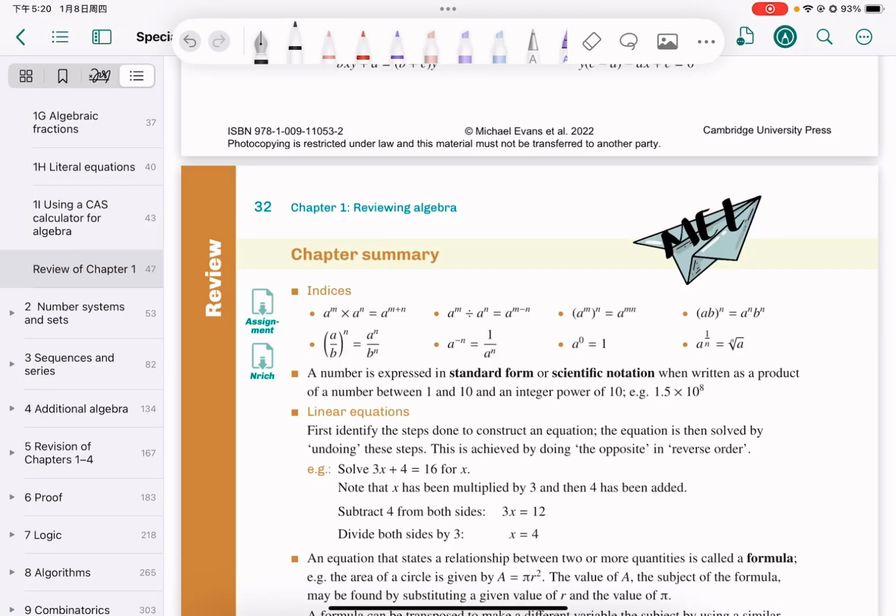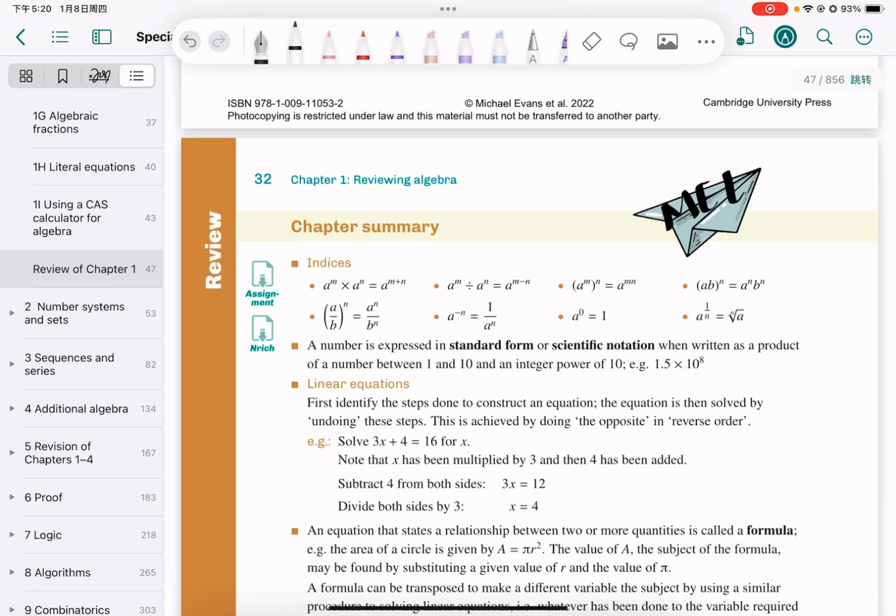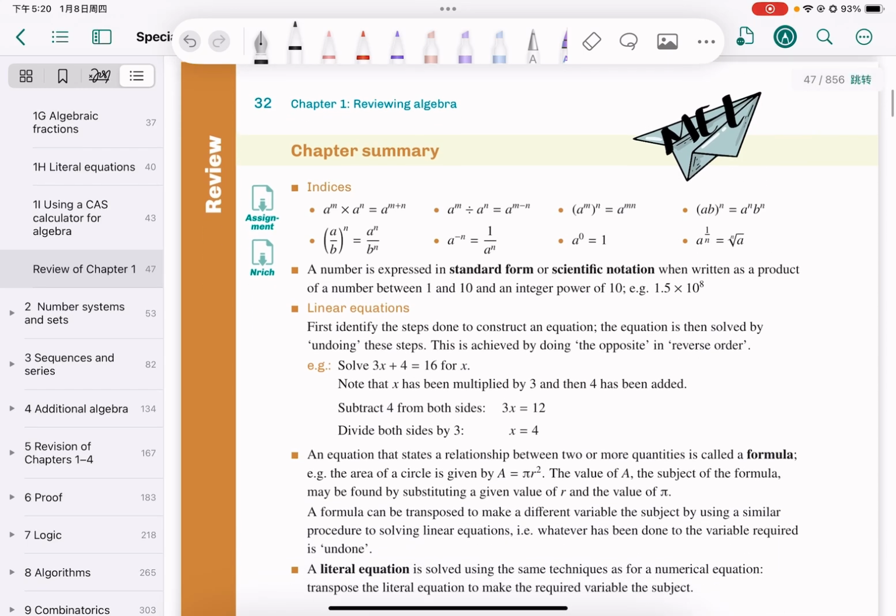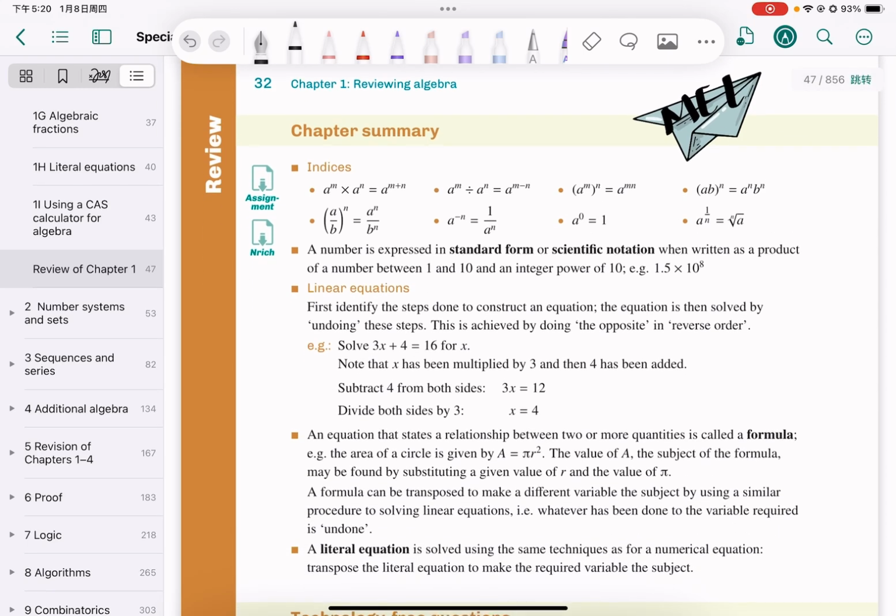Today we're going to go through chapter 1 of reviewing algebra. This is specialist maths, a VCE subject, unit 1 and 2. Okay, so first we're going to talk about indices.